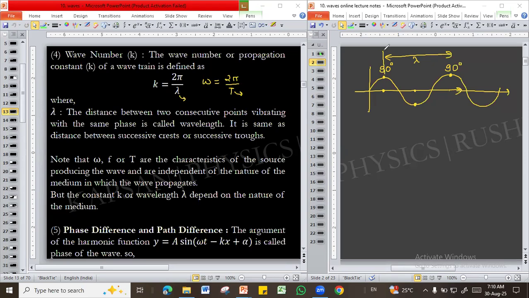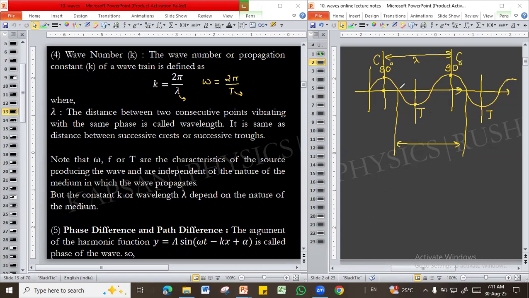You can check after this much distance, the wave is actually repeating itself. You can also take this distance. After this distance also, wave is repeating itself. You can actually take this distance also. After this much distance, wave is repeating itself. So you can say distance between successive crests, or distance between successive troughs, or distance between any 2 points having same phase. Distance between any 2 points having same phase.